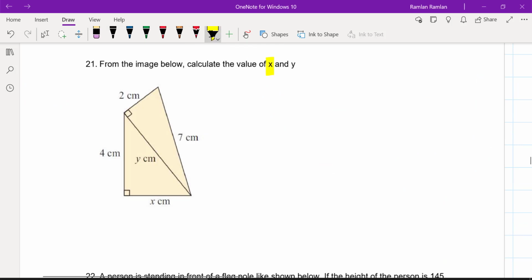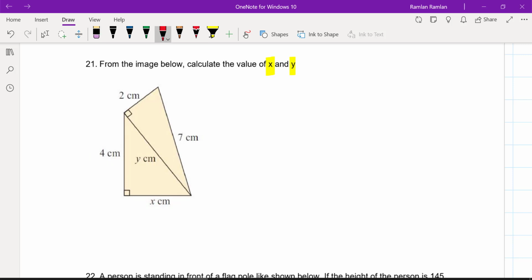Okay, so for this one, you need to decide which one you think you can find first. Is it x or the y? Or you can do both of them. For example, if you want to find the x over here, it's going to be hard because you will have this as y and this as 7, right? So you have two variables in one triangle.